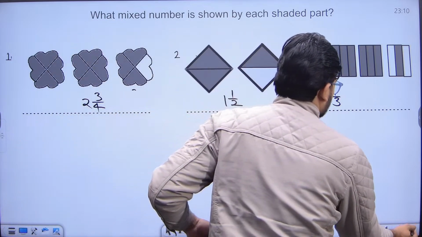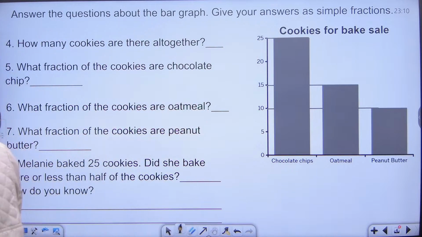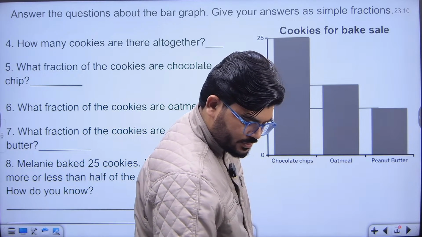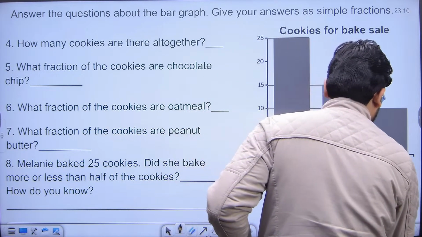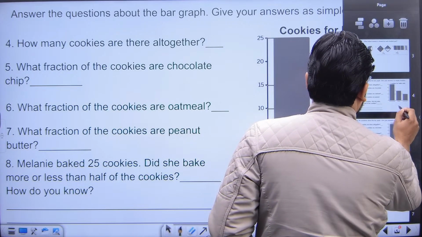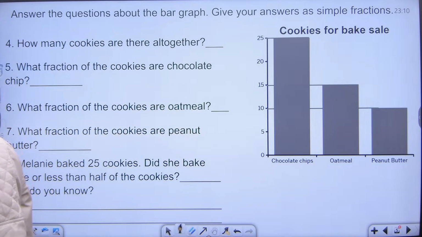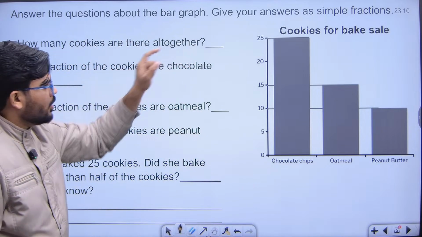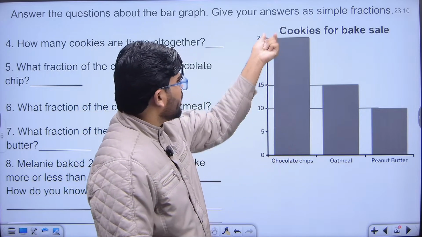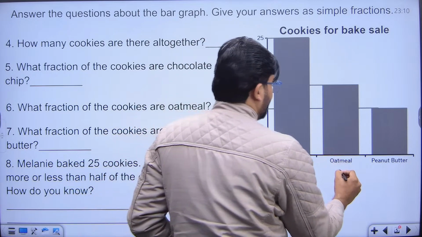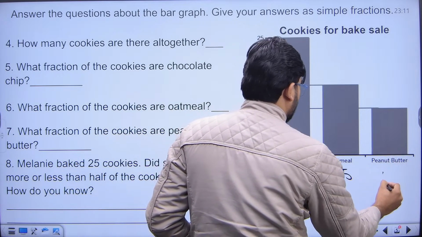Now moving on to the next question. Answer the questions about the bar graph. Give your answers as simple fractions. Now how to do these kinds of questions? Okay, let us do one by one. How many cookies are there altogether? So if we look at the chocolate chips, they are 25. Oatmeal are 15. And then peanut butter is 10.